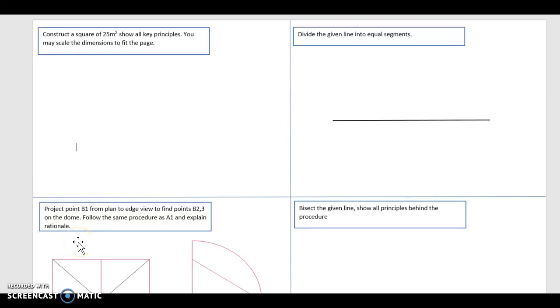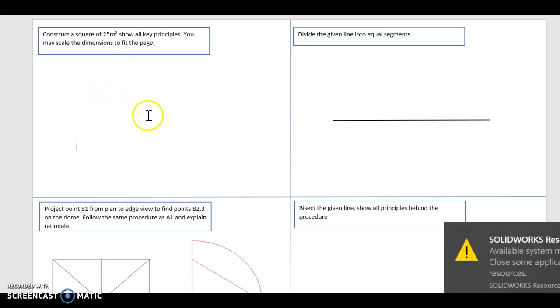So just looking at the question which I've designed for this portfolio, it is kind of a two-part question. On the first page, students go through the principles of constructing the octahedral geodesic dome. As you can see in the top corner, we have: construct a square of 25 meters squared, showing all key principles. You may scale the dimension to fit the page.